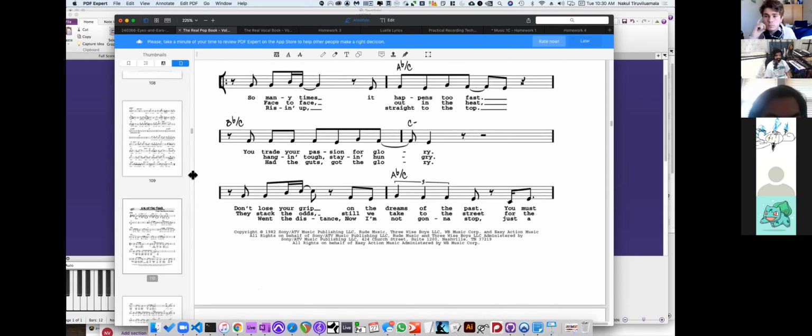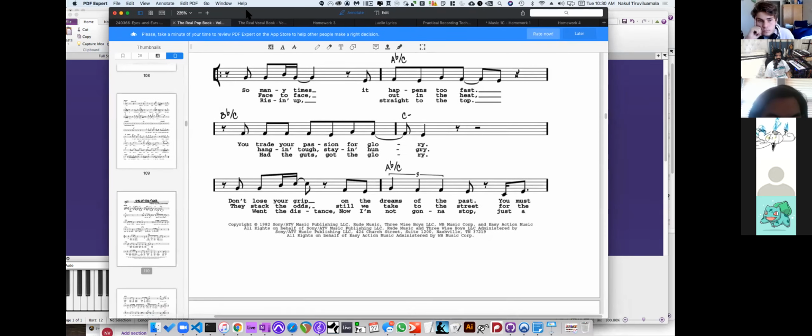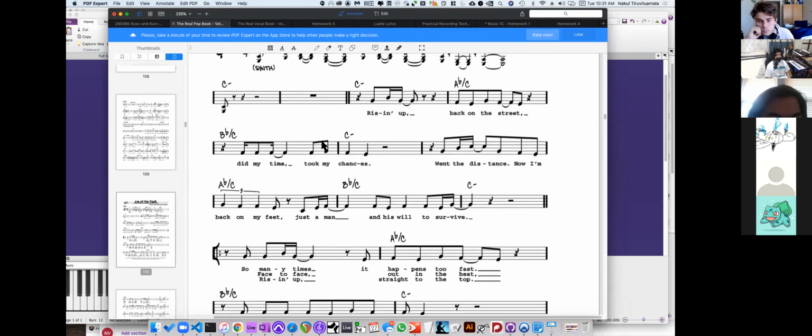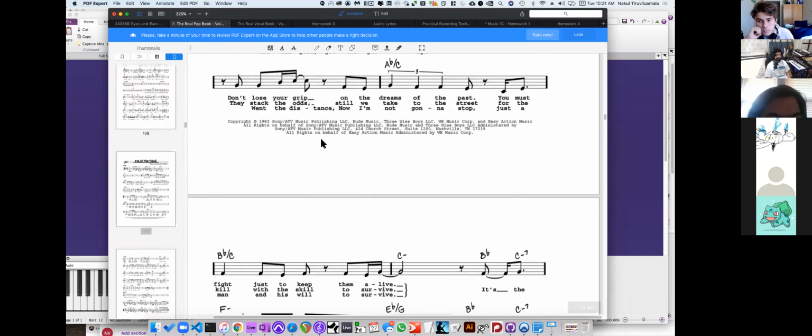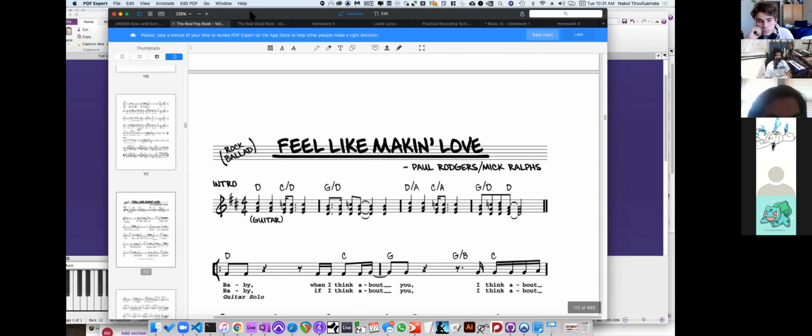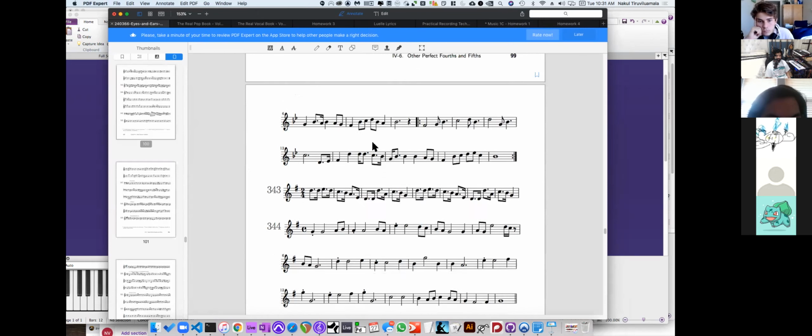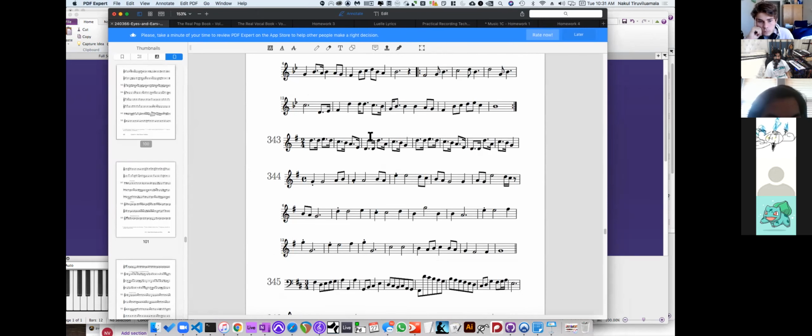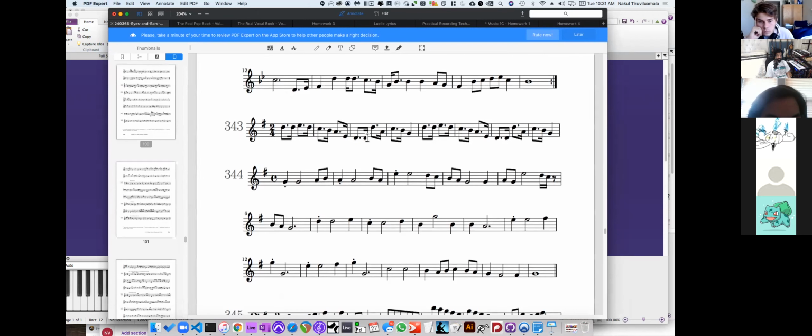So with that being said, let's do a little bit of musicianship. Let's actually try to see if we can, maybe I'll pull up this book to start, okay? Eyes and Ears, okay? So what do we have here?